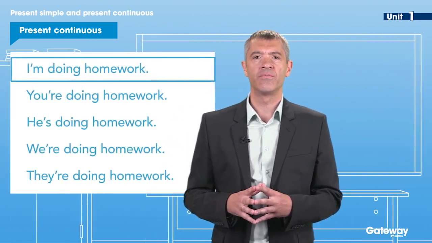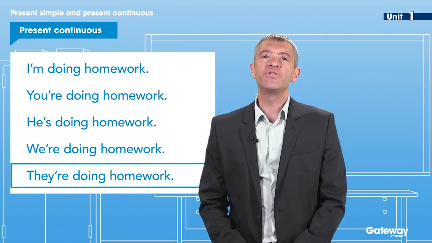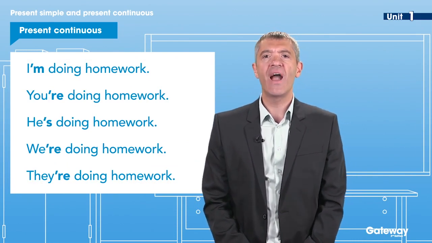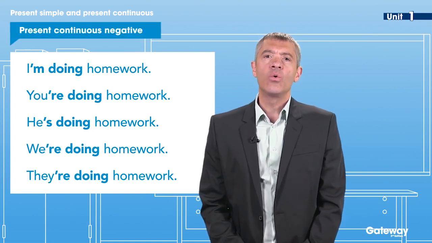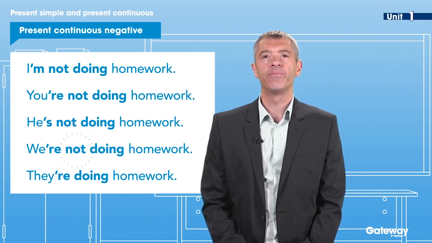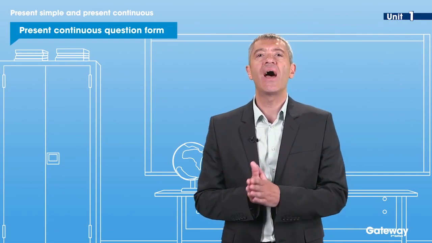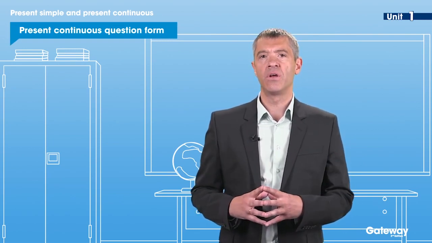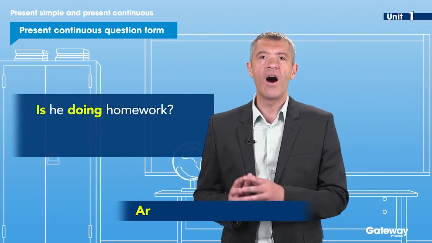So how do we make the present continuous? Have a look at these sentences. You can see that we use the verb to be and we use the ing form. To make negative sentences, we just put the verb to be in the negative form. And to make questions, the verb to be changes position and goes before the subject. So we say, "Is he doing homework?" "Are they doing homework?"